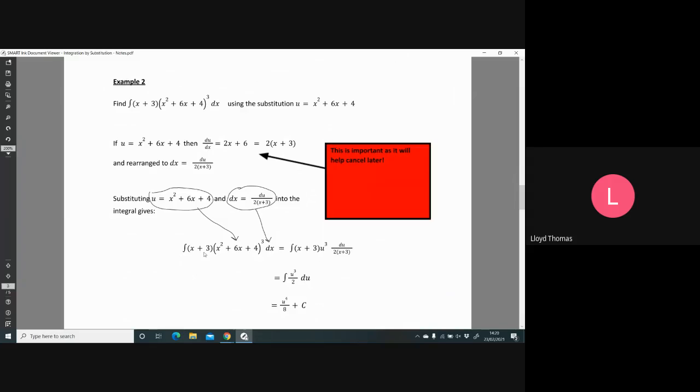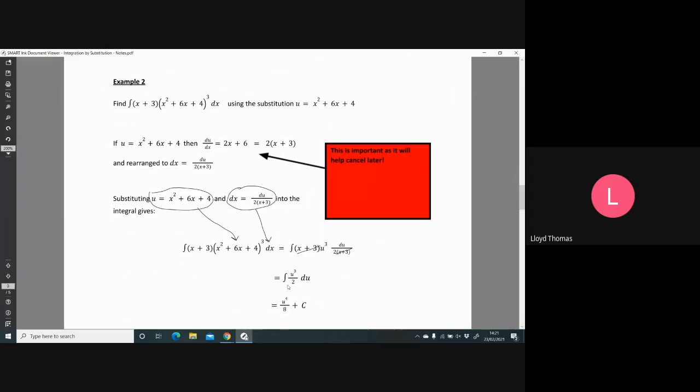Remember, this on the left here is my original question. I end up with this x plus 3 times u cubed, because all of this is u. dx is replaced by du over this. Now, as you can see, by factorizing, x plus 3 and x plus 3 will cancel out. You are then left with u cubed over 2 du. So if I integrate that with respect to u, raise the power to 4, divide by 4, u to the power of 4 over 8 plus c.